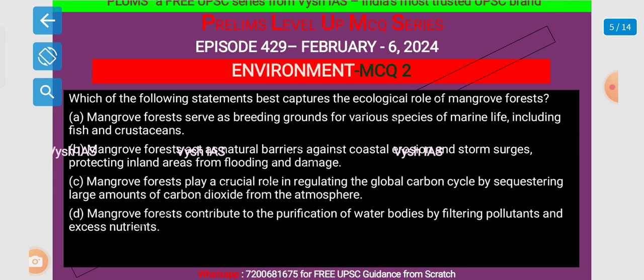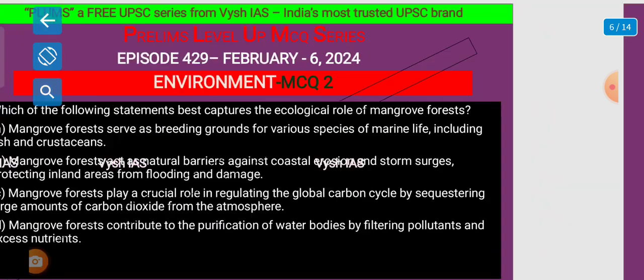Option C, mangrove forests play a crucial role in regulating the global carbon cycle by sequestering large amounts of carbon dioxide from the atmosphere. Option D, mangrove forests contribute to the purification of water bodies by filtering pollutants and excessive nutrients. So now let's see the answer for this.